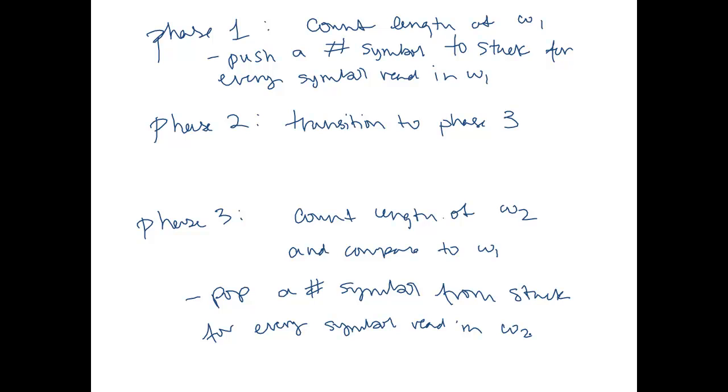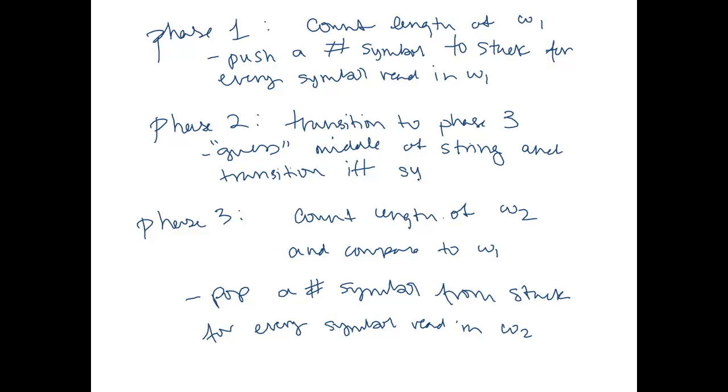Phase 2, we're going to transition to phase 3. What this means is guess the middle of the string, and transition if and only if the symbol is a 0.